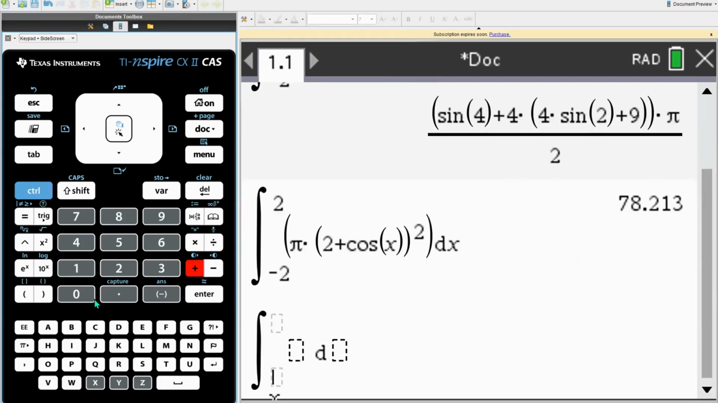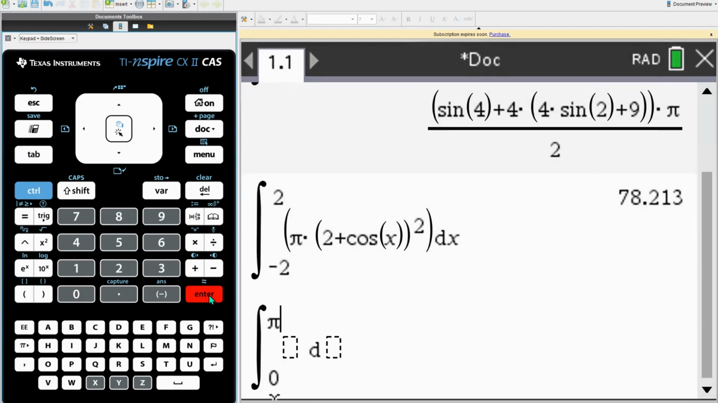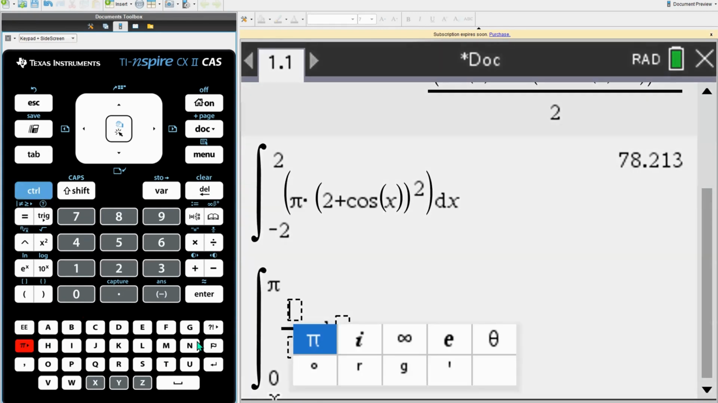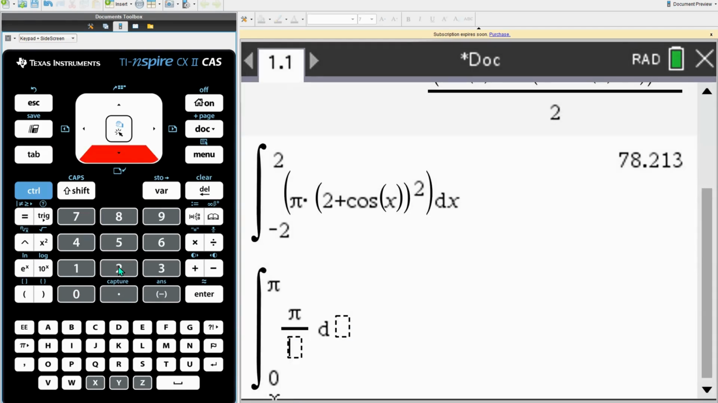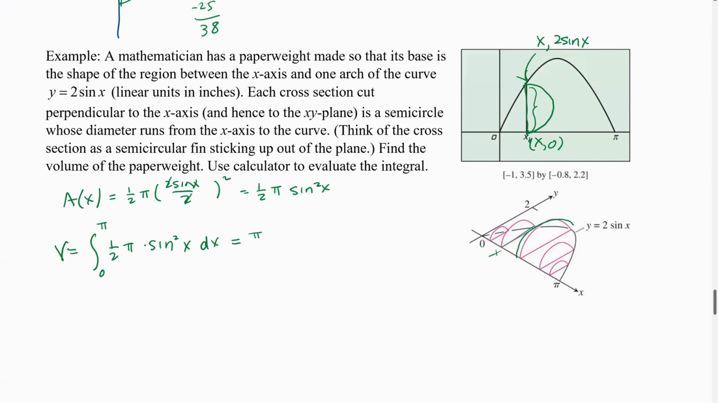Shift plus. We're going to go from 0 to pi. And our integrand was pi over 2 times sine of x, and we'll square that. And our calculator says that that answer is pi squared over 4.